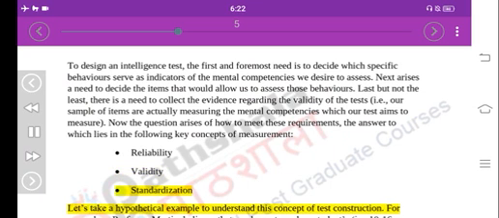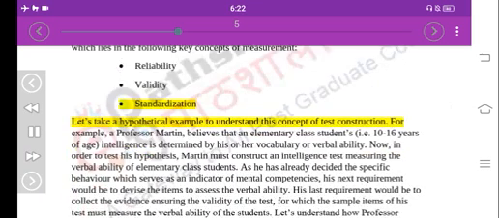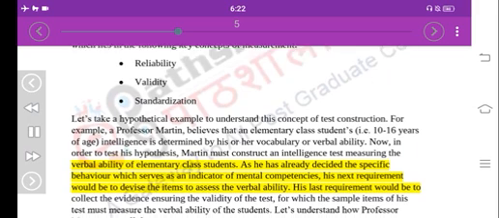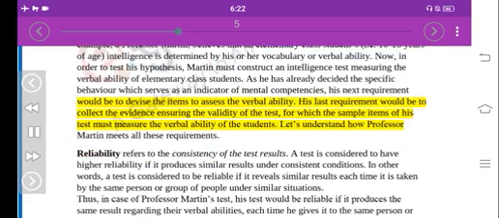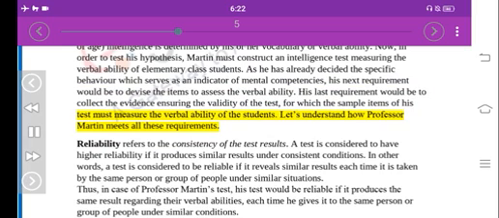Let's take a hypothetical example to understand this concept of test construction. For example, Professor Martin believes that an elementary class student's, i.e., 10 to 16 years of age, intelligence is determined by his or her vocabulary or verbal ability. Now, in order to test his hypothesis, Martin must construct an intelligence test measuring the verbal ability of elementary class students. As he has already decided the specific behavior which serves as an indicator of mental competencies, his next requirement would be to devise the items to assess the verbal ability. His last requirement would be to collect the evidence ensuring the validity of the test, for which the sample items of his test must measure the verbal ability of the students. Let's understand how Professor Martin meets all these requirements.